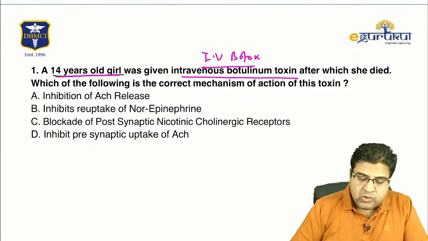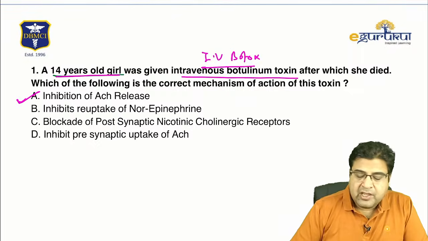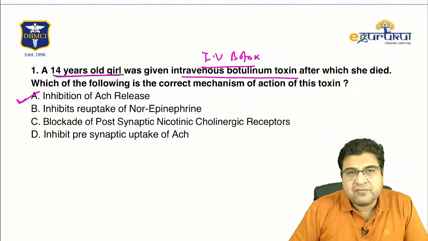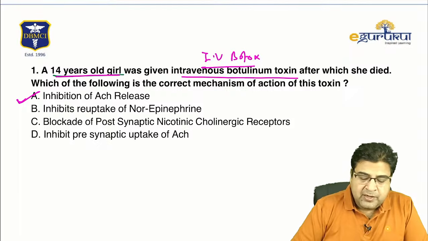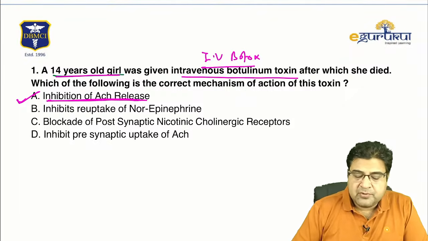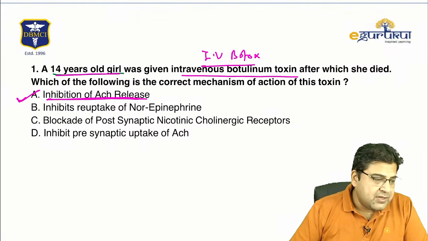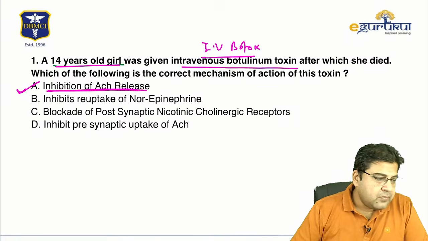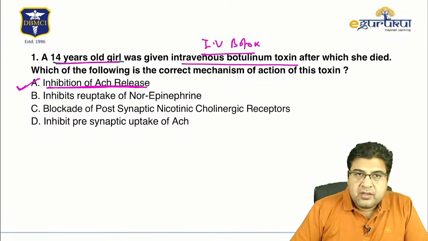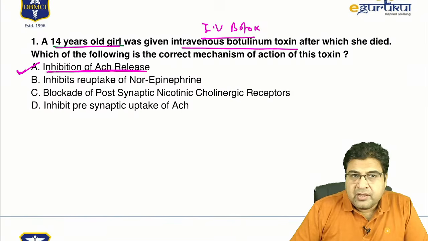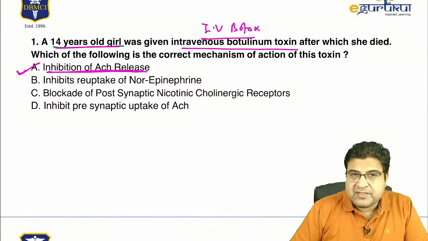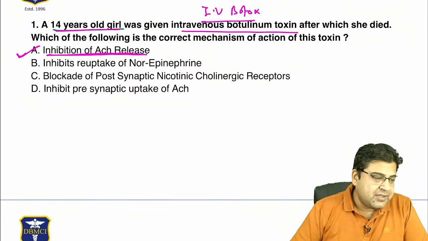So what will happen? Botox's mechanism of action is that it will inhibit the presynaptic release of acetylcholine. So question number one, answer is A. It inhibits the presynaptic release of adenosine. Sorry, it inhibits the presynaptic release of acetylcholine. So question one, answer is A.